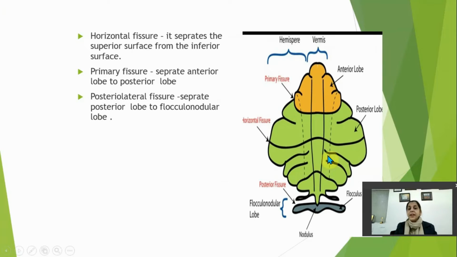Now the horizontal fissure separates the superior surface from the inferior surface. This is the superior surface and this is the inferior surface. The primary fissure separates the anterior lobe from the posterior lobe, and the posterolateral fissure separates the posterior lobe from the flocculonodular lobe. The other part is the vermis, the upper part of the cerebellum.